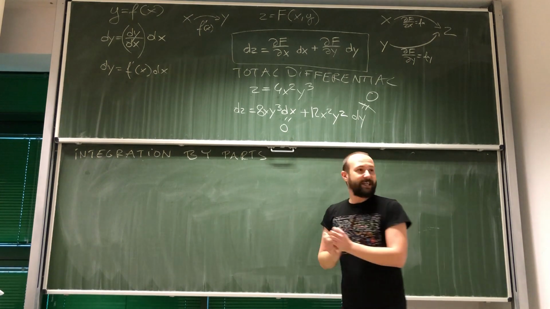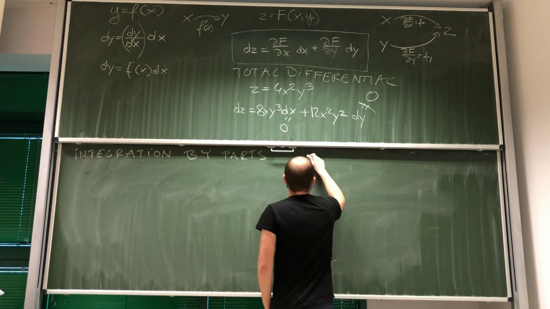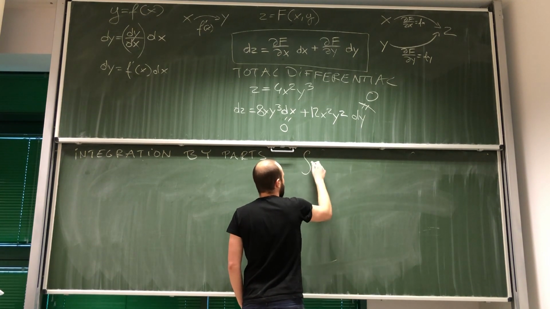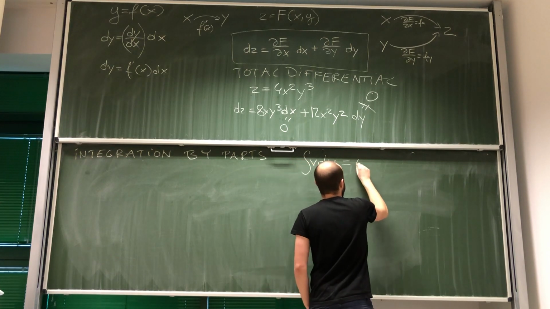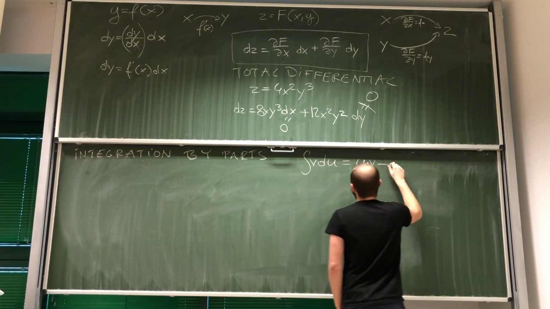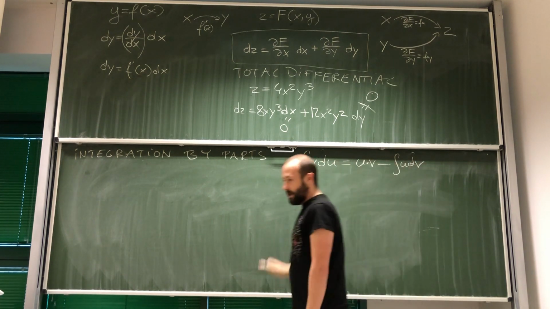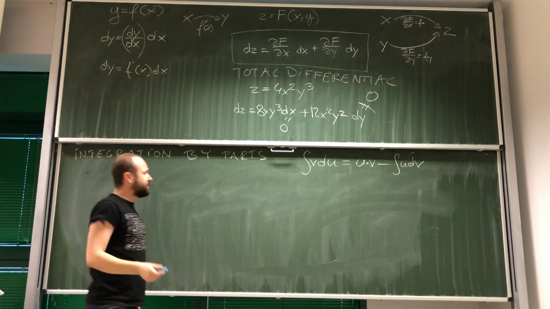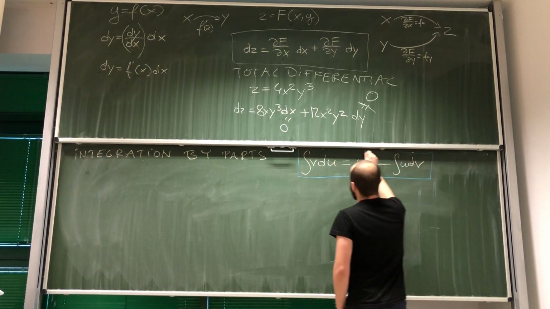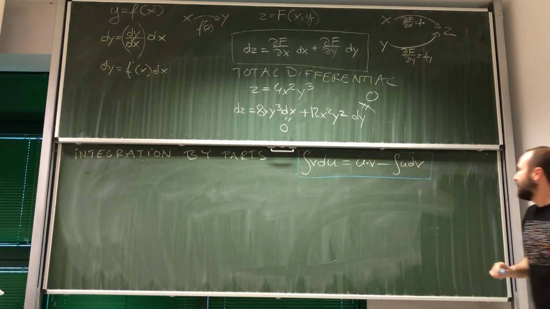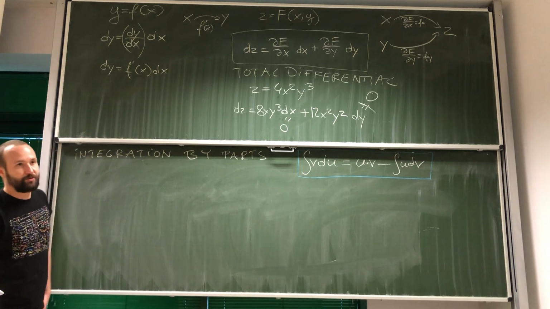But first, let me just write you down the rule. Integration by parts works like this: the integral of v du is equal to u multiplied by v minus the integral of u dv. And this is one of the things you need to know by heart, unless you will remember how to derive it. Okay, so how do we arrive at such a result?